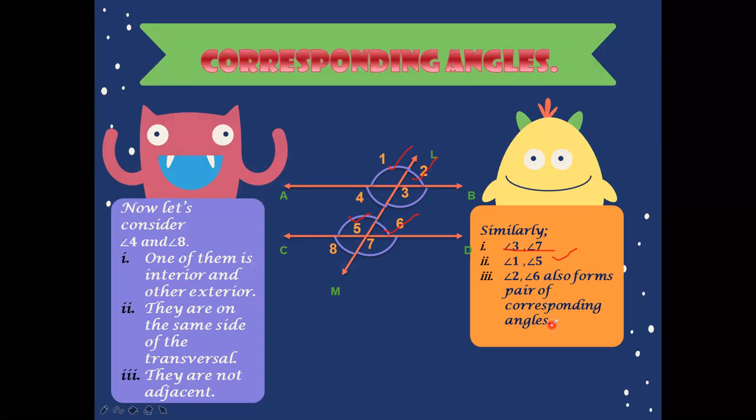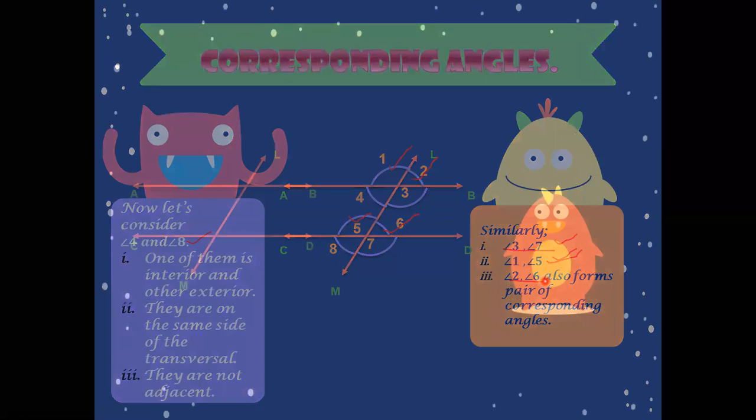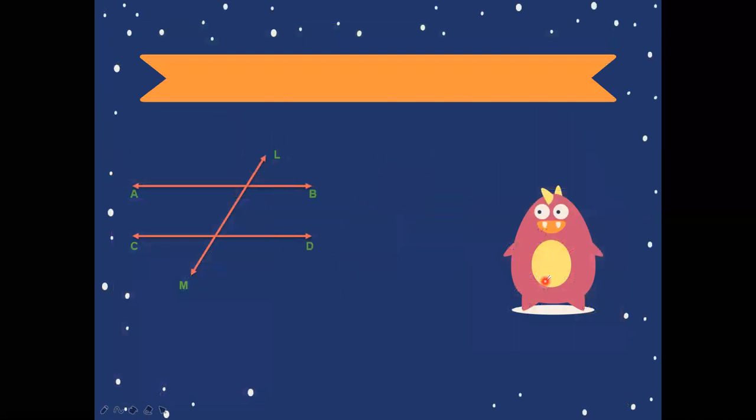So what you have learned here is that there are four pairs. This is pair number 1, that is 4 and 8. This is pair number 2, this is pair number 3, and this is pair number 4. So in a Playfair axiom, there are four pairs of corresponding angles. Now move on to the next one, the last one, which is allied angles.